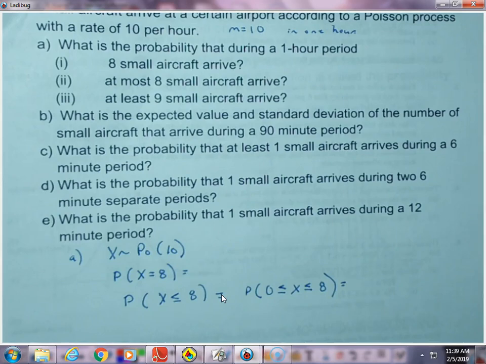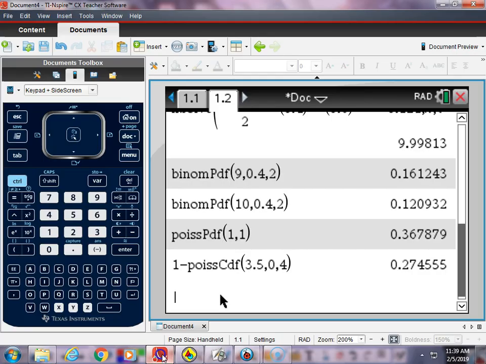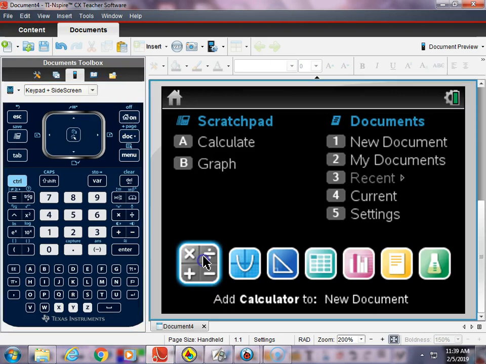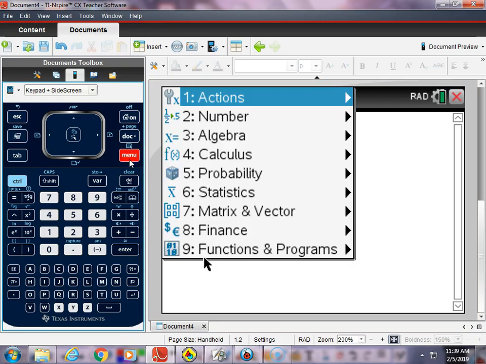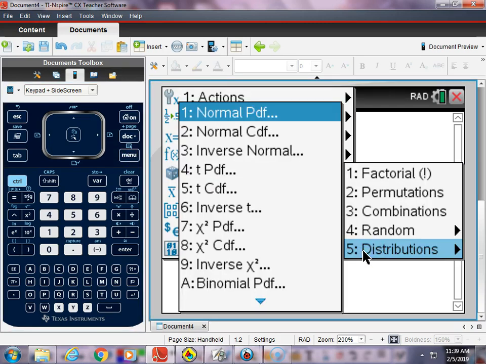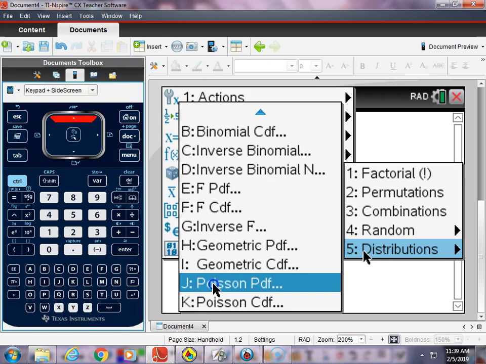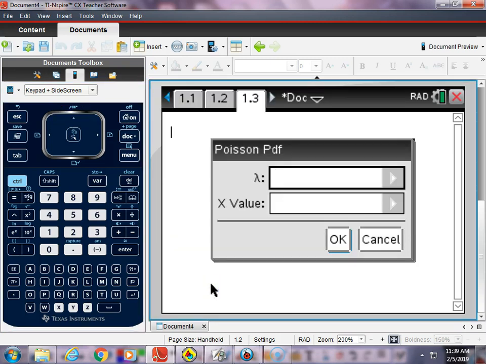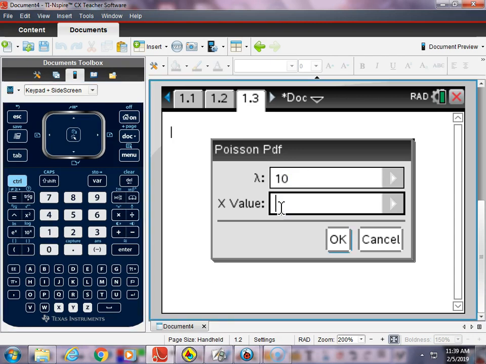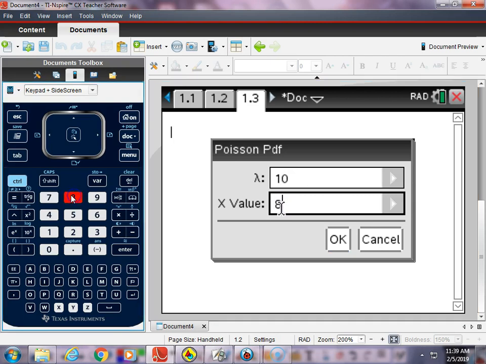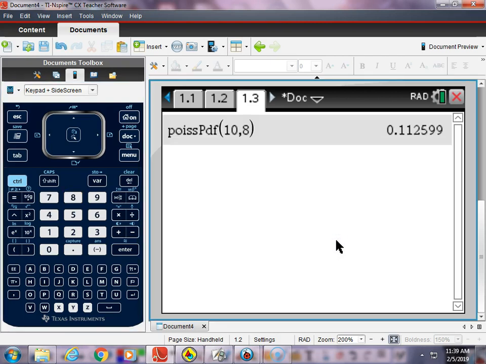Exactly. Okay, so I'm going to do these two on the calculator. And it's looking kind of crowded, so I'm going to get a new page. So we're going to do menu, probability, distributions, and do a PDF for the first one. And the first one was an average of 10, and we wanted to find the probability of 8. That seems like it'd be a decent probability if on average you get 10. Okay, so 0.113 is what I got for that one. And I'm going to go ahead and put in less than or equal to 8.